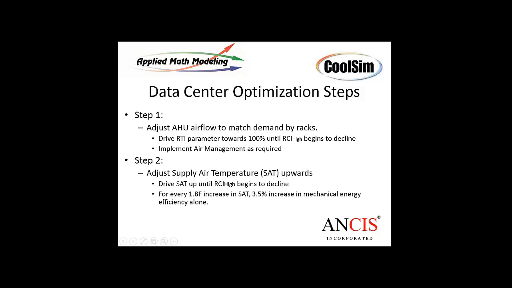A rough rule of thumb is for every 1.8 degree increase in supply air temp, you get about 3.5%. Some people like to think about that as 1% per degree. It's not too far off. It's a little better than that actually. And this tends to hold up fairly well in the range that we're talking about. It's not a linear relationship, but in the range that we generally operate in, it holds up fairly well.